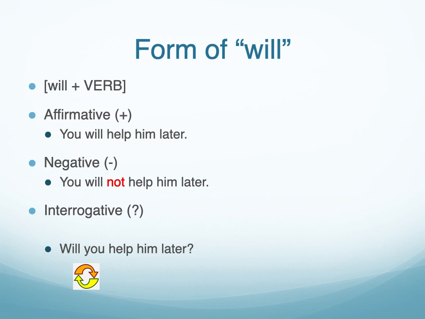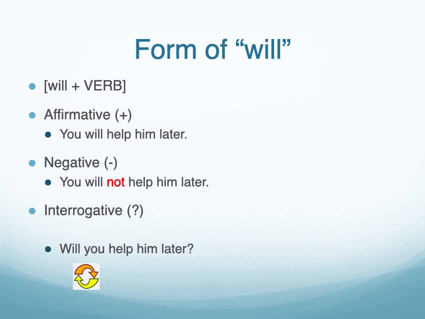So looking at this first example, the affirmative, or the positive, you is our subject, and then right after we have will, and next is the verb, in this case help. You will help. And then the rest of the sentence that follows, in this case him later. You will help him later. That would be the affirmative. Looking at the negative, all we do is add the word not. And the word not is going to go in between will and help. So right in the middle there, we put our negative word not. You will not help him later.